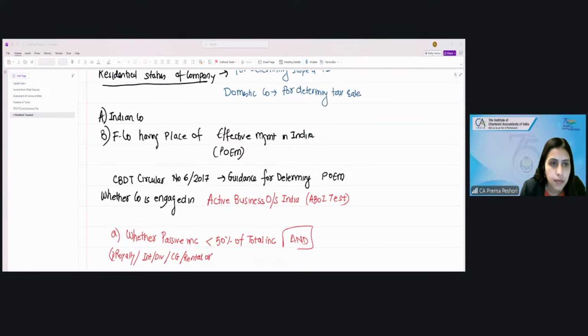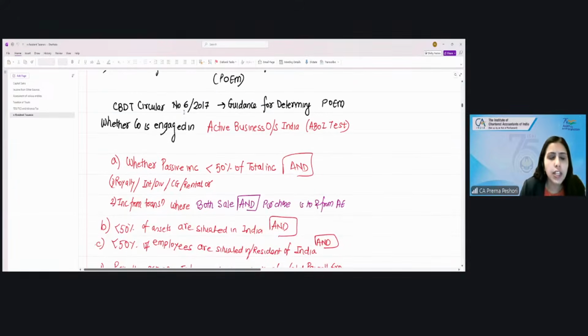More than 50% of assets are passive income. Passive income is more than 50% of the total income. And less than 50% of the assets are situated in India. Less than 50% of employees are situated in India. And their payroll expenses are less than 50% of the total payroll expenses. Very good. So a company shall be said to be engaged in active business outside India when the passive income is less than 50% of the total income. What is a passive income?